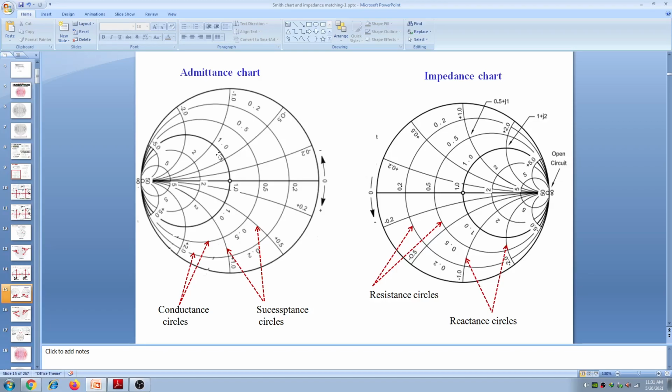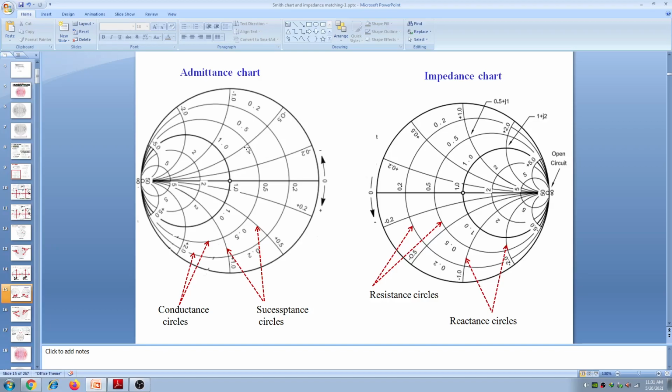For example, if you take some point here, what is the conductance value? Take the intersection of this susceptance circle and this conductance circle. The susceptance value is minus 1, and the conductance value is 1 at this position. You can read that at any position. Here, the conductance value is 1 and the susceptance value is minus 1.